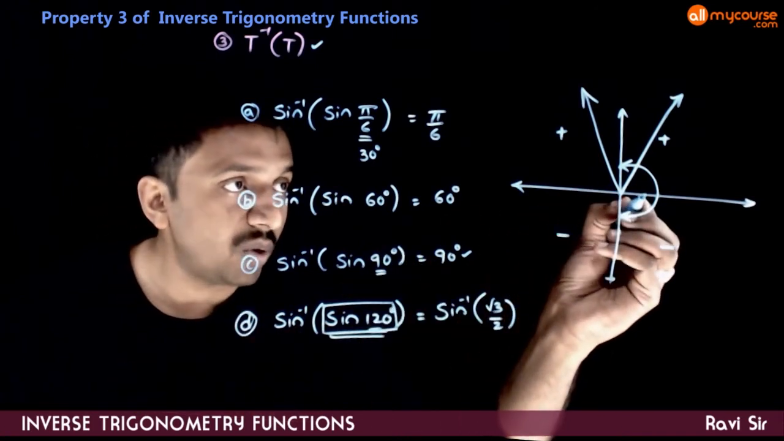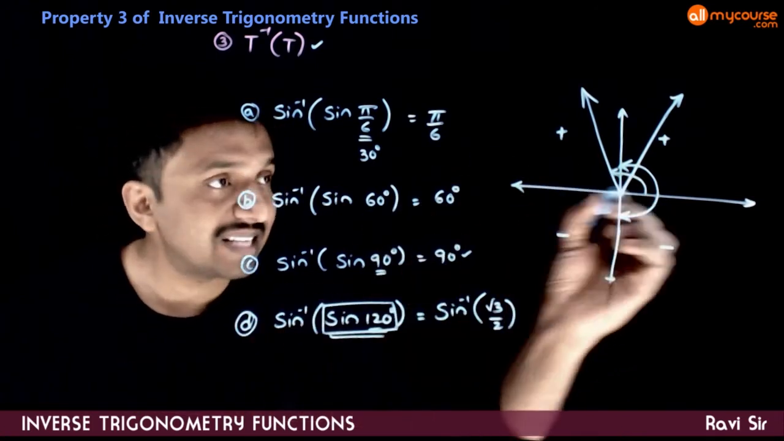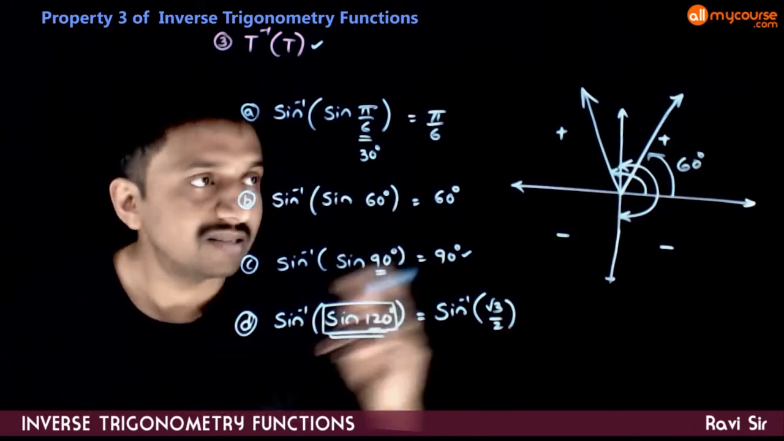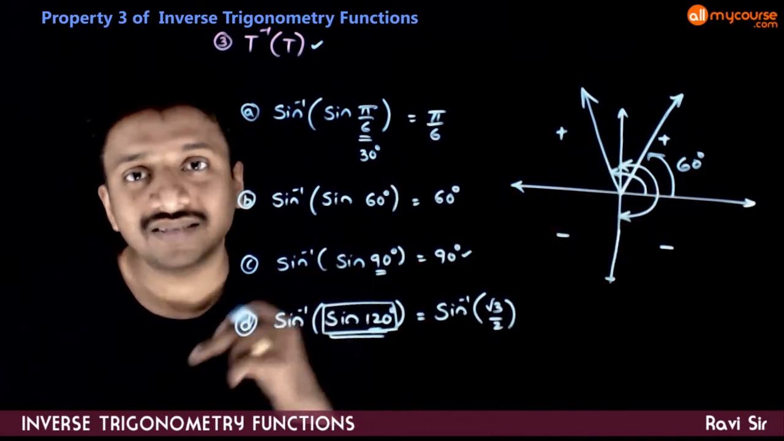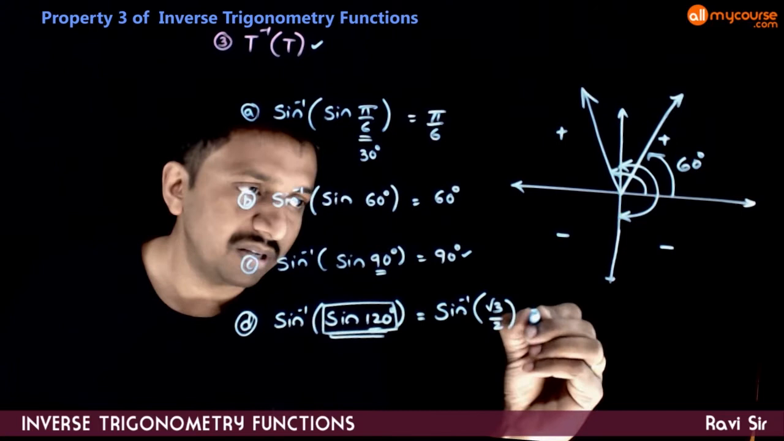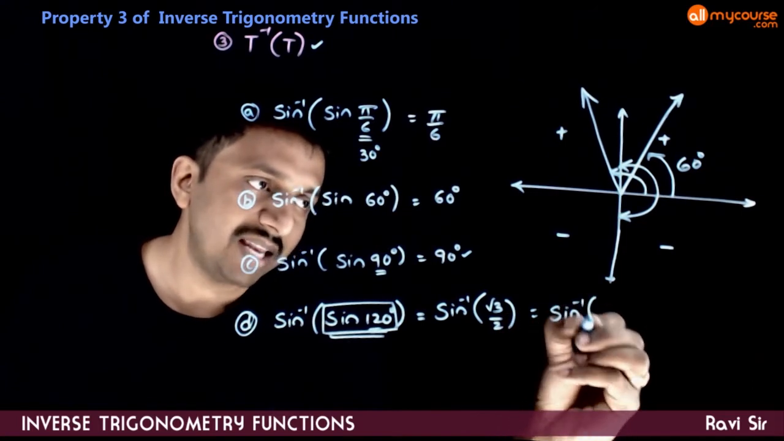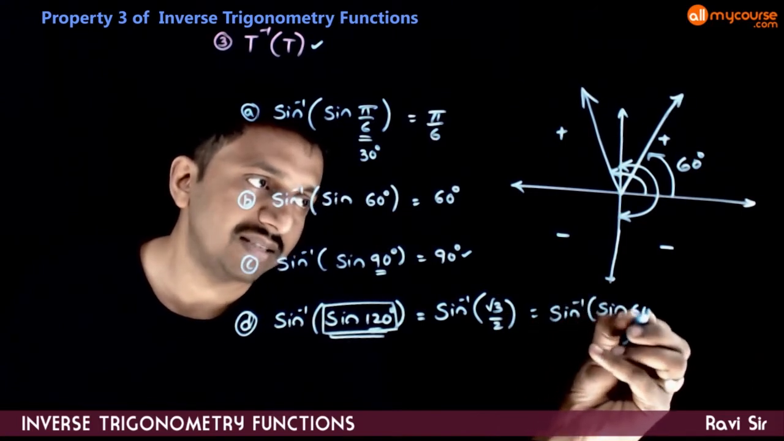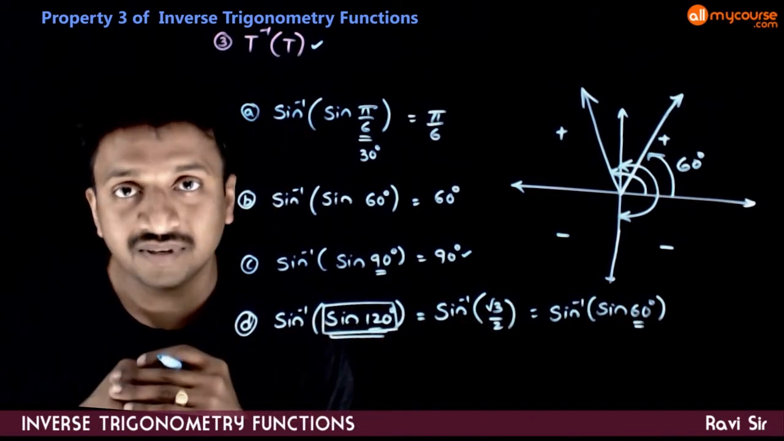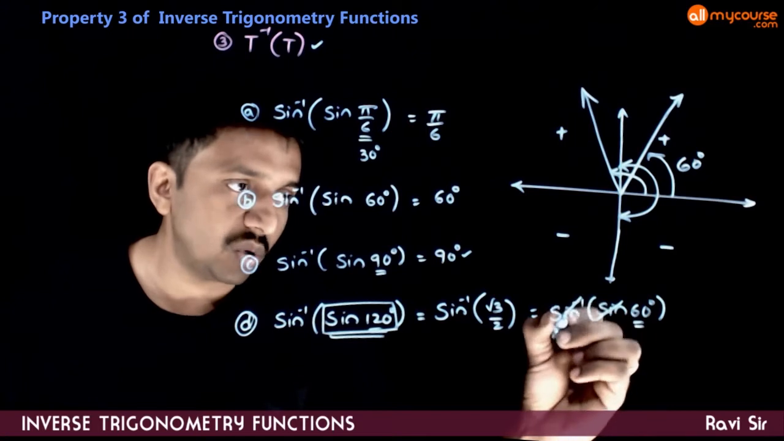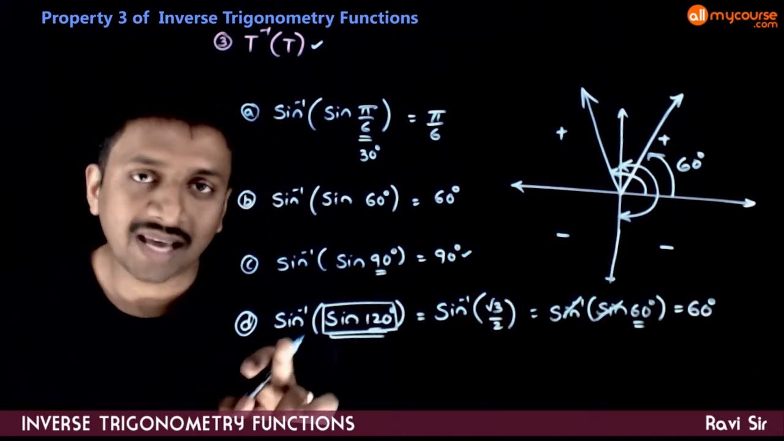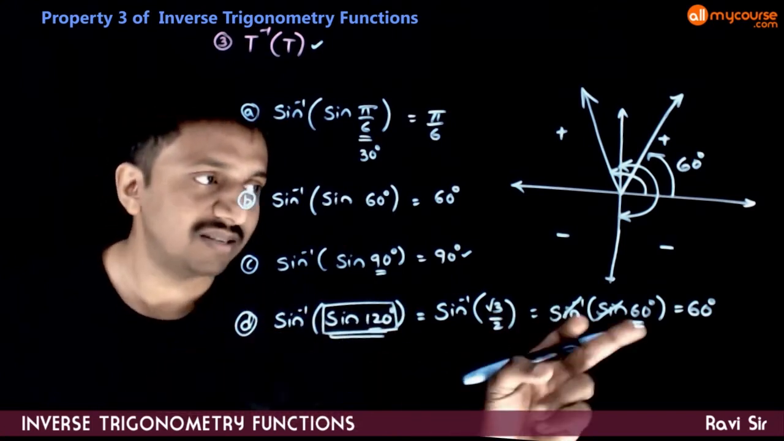So sine 120 degrees is exactly the same as sine 60 degrees, right? So sine 120 is root 3 by 2. So this can be written as sine inverse of sine 60 degrees. Now 60 degrees lies in the range of sine inverse. Now these two get cancelled and the answer is 60 degrees. So sine inverse of sine 120 degrees is 60 degrees.